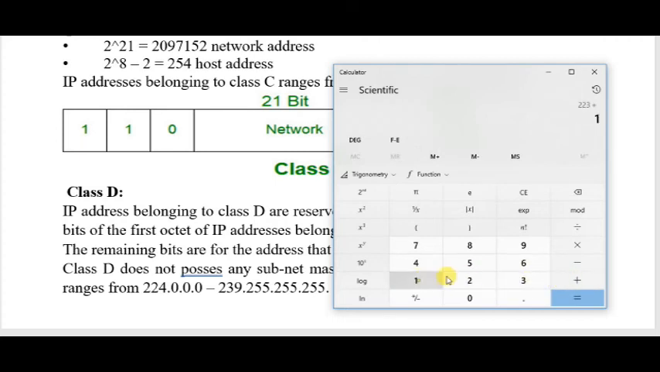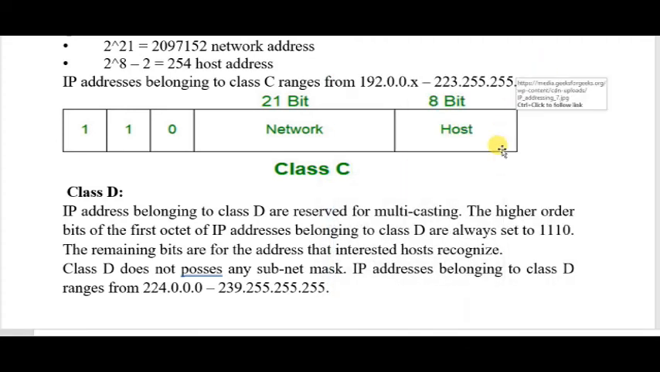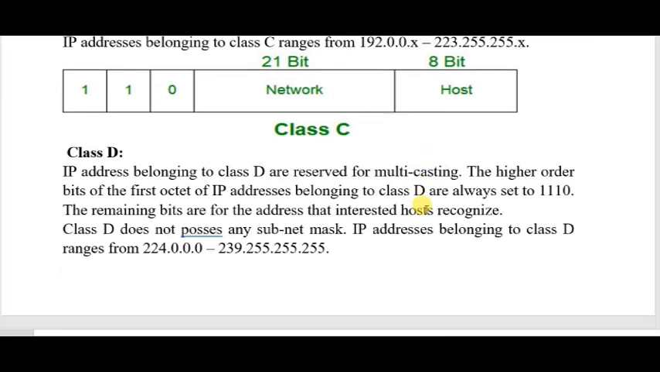That address will be 224.0.0.0 to 239.255.255.255. Class D doesn't possess any subnet mask, and IP addresses belonging to class D are always reserved for multicasting and cannot be used by any other organization.